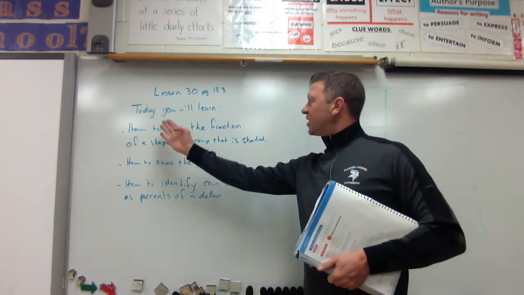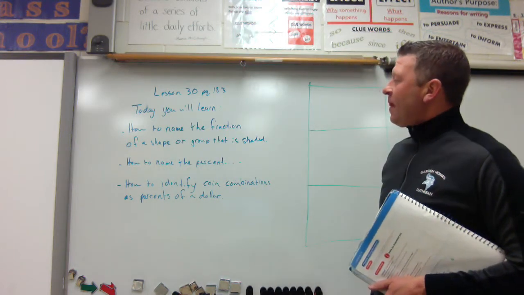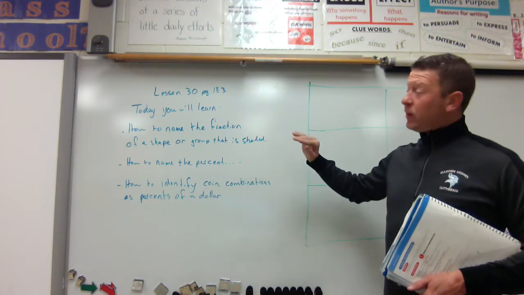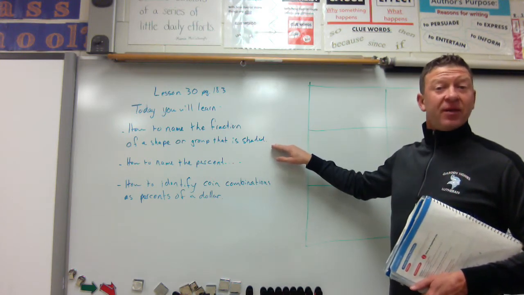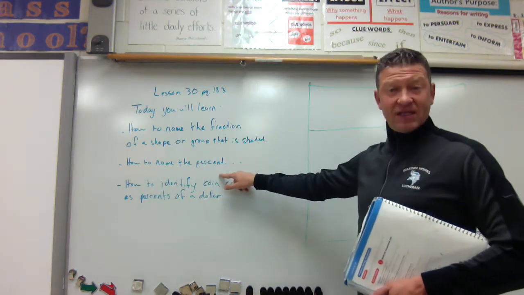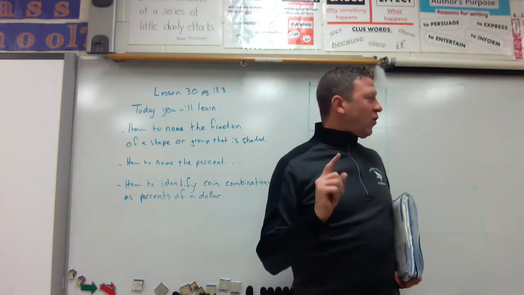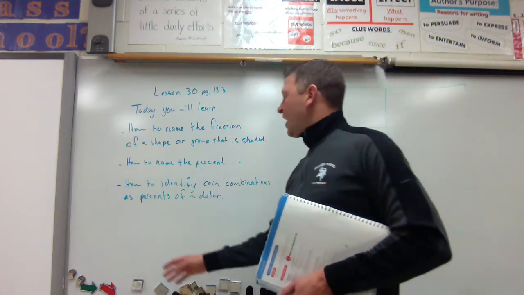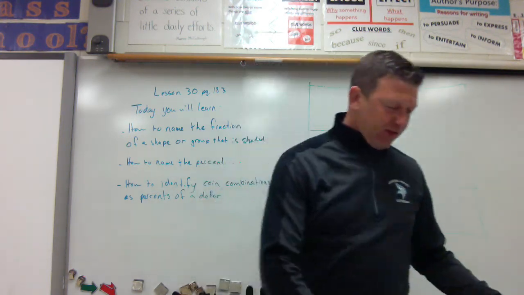Here are our objectives. Today you're going to learn how to name the fraction of a shape or a group that is shaded. Not only will we learn how to check out some that are shaded, but we'll also check out the unshaded part. And then how to name the percent for that, and you'll need your math folder to be able to do that. And then how to identify coin combinations as percents of the dollar.